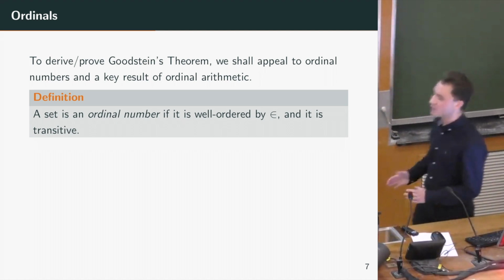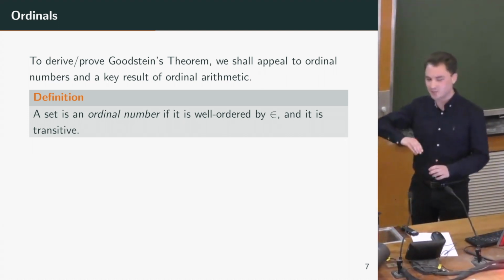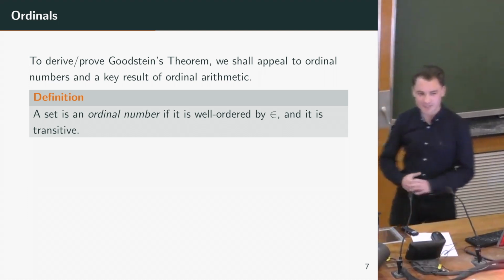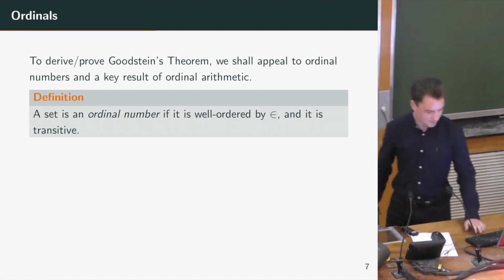It's a set which is well ordered by inclusion, and it's transitive. Well ordering just means there's some minimal element with respect to that inclusion symbol, and transitive means that if x is in y and y is in z, then x must be in z.